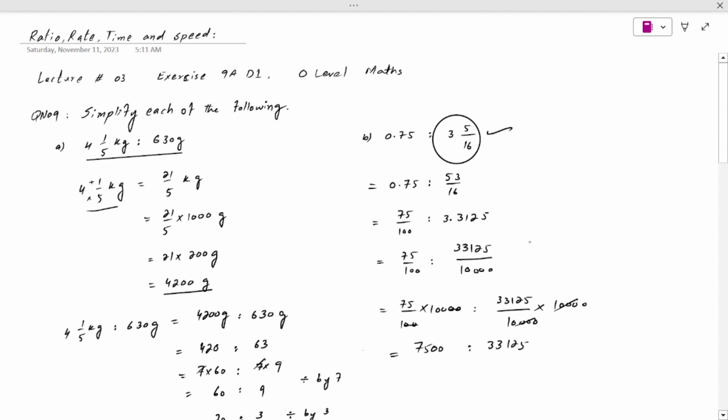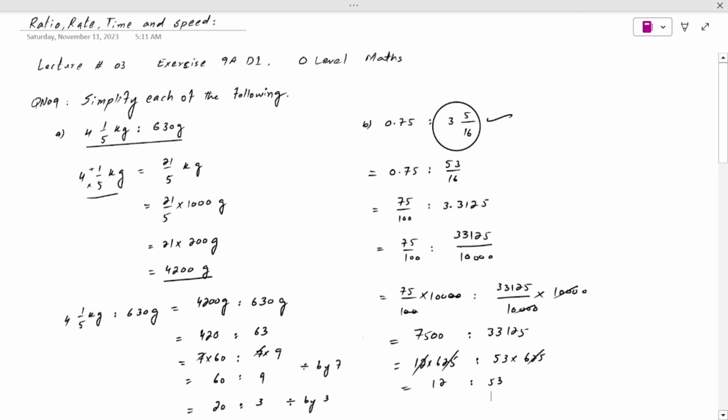Now this ratio can be simplified further by using the table of 625, as it can be written as 12 times 625 equals 7,500, and 53 times 625 equals 33,125. So we can now cancel 625, and we are left with 12 ratio 53, which is the simplified ratio. So part B of this question is now solved.